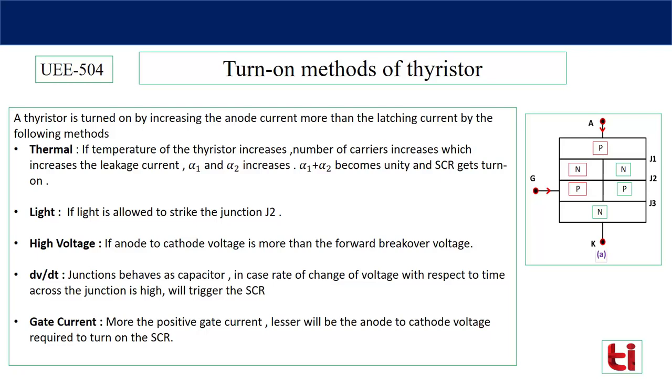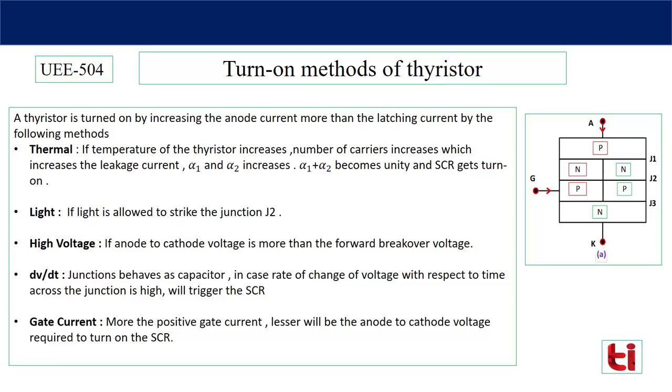So in these methods we have seen that anyhow we have to break the junction J2 and the anode current must be more than the latching current. Then we can say our thyristor is on. Out of these methods, thermal, light, high voltage, dv/dt and gate current method, the most favorable or preferred method is the gate current method. Next, whenever isolation is required between the driver circuit and the power circuit, then photothyristors are suitable.